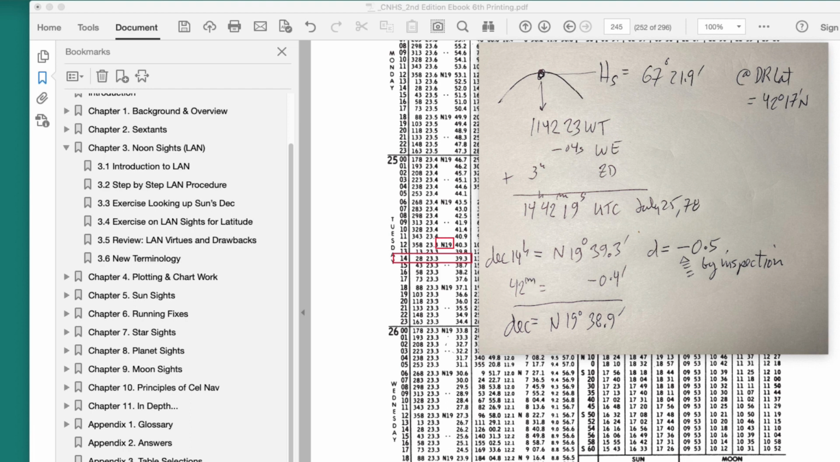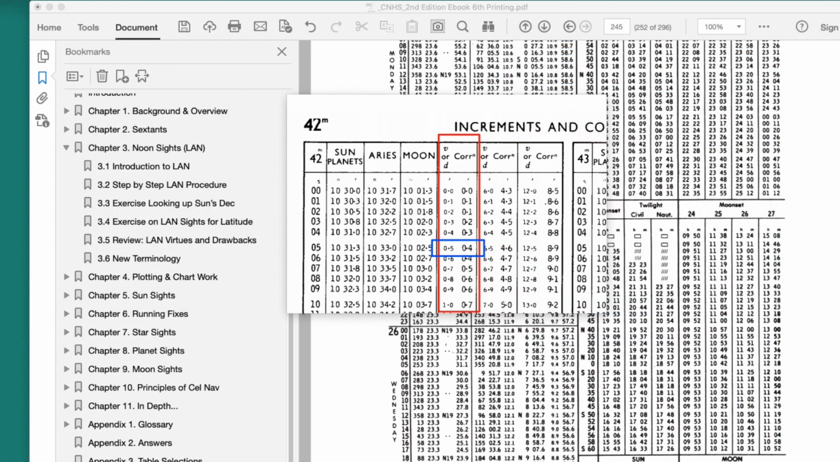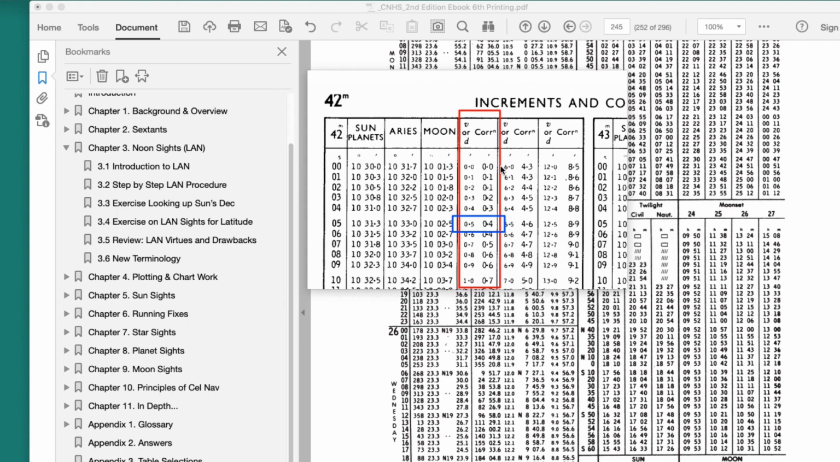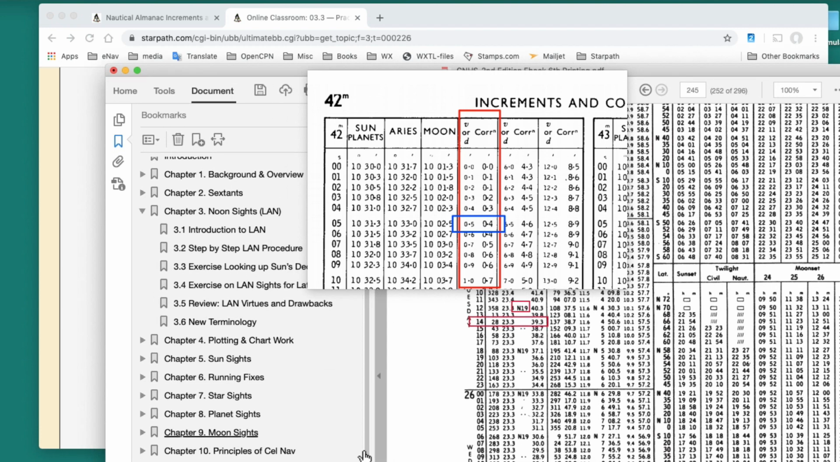Let's see, do I have it here? Oh yeah, okay, I have a section of it right here. That's 42 minutes. And now keep in mind, I just want to show you what a whole one of these looks like.